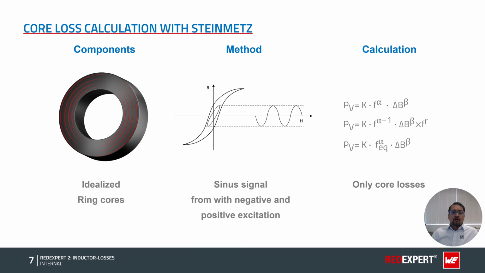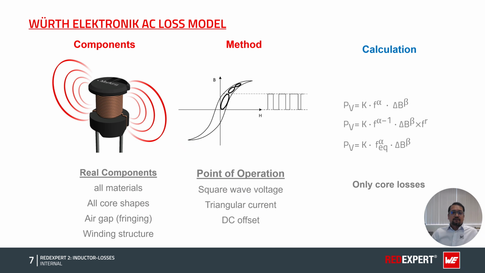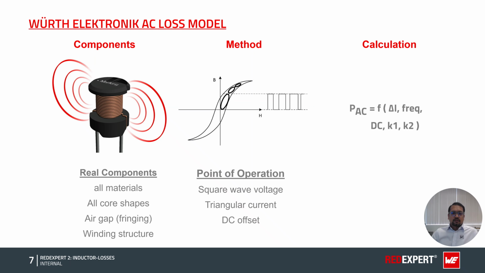On the other hand, our Würth Elektronik AC loss model takes a fundamentally more powerful approach. While Steinmetz's approach works with idealized ring cores and sinusoidal signals, our model works with real components across all materials and core shapes. It accounts for air gap and fringing effects, winding structure, square wave voltage, triangular current, and DC offset also. That gives you total AC losses, combining both core and copper losses together.